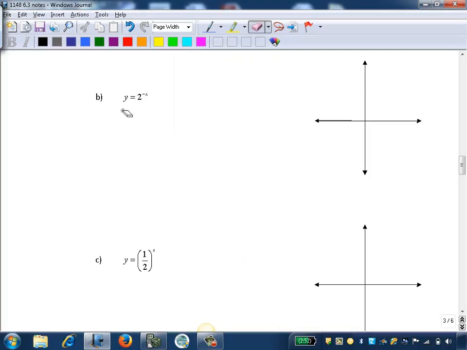Part B, we're asked to graph y equals 2 to the negative x using transformations. So we first want to identify the parent function here. If we look at the base, we have a base of 2, and if we look up in the exponent, we see a negative in front of that x. You can think of the exponent as the quote-unquote grouping symbol that we typically talk about when looking at transformations inside or outside the grouping symbol.